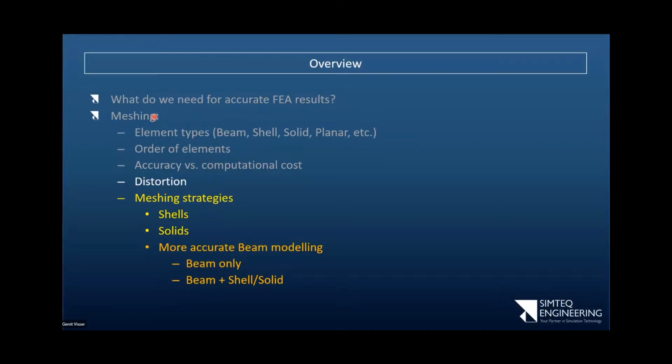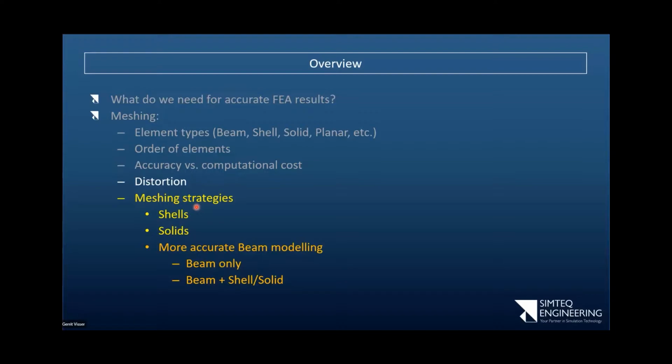we talked about what we need for accurate analysis results, different meshing types, element types, the order of elements, and the relationship between the accuracy and the computational cost of different element types. In this session, we'll talk a bit more about distortion. In the previous session, we started with that. And the bit in yellow is we'll start talking about meshing strategies for some shell and solid models.